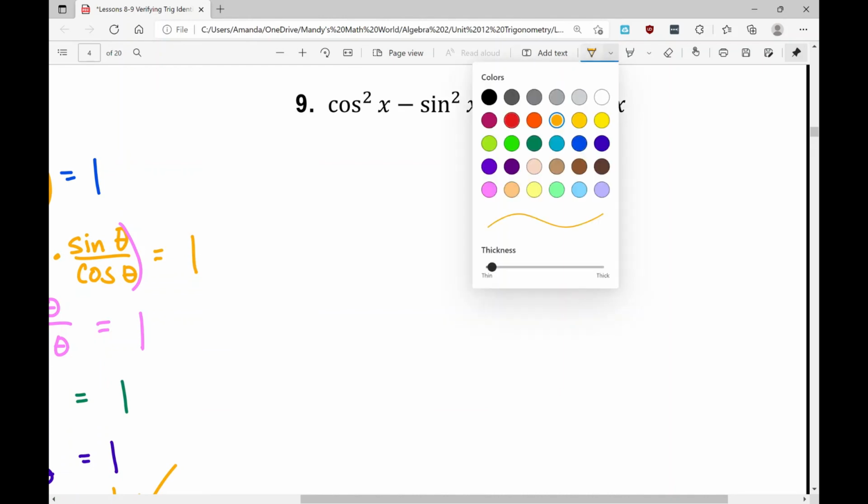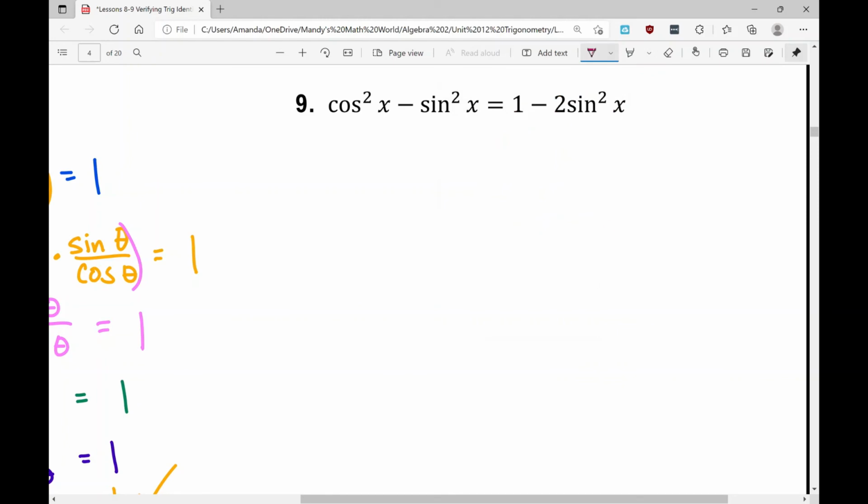Well, let me see. Cosine squared x minus sine squared x equals 1 minus, well, here I've got this coefficient right here. Let's just think of this as a variable. If that were x, you just have 2 of them, right? So I have 2 sine squared x's. All right, well, can I do this? Plus sine squared x plus sine squared x.